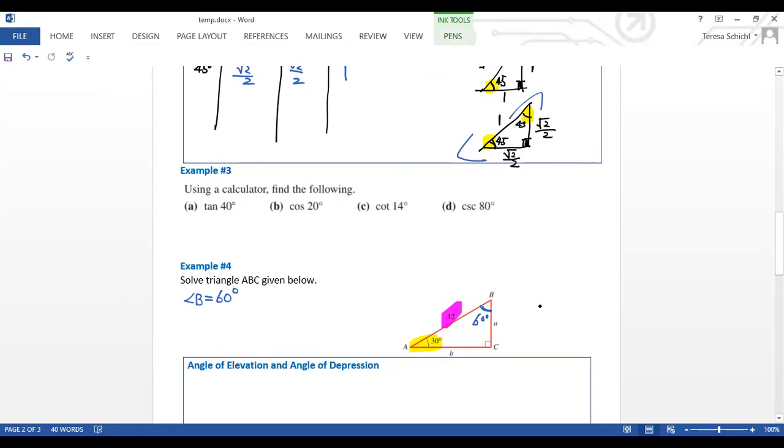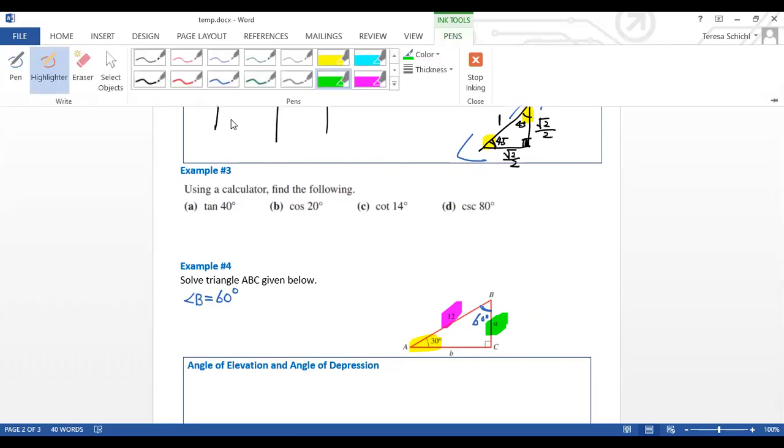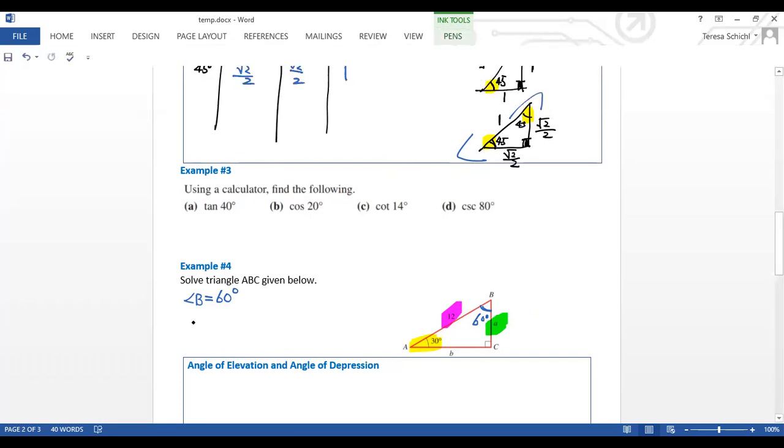Okay, then the side A. Remember, the 30, 60, 90 are the special triangles. Side A is here, facing the small angle, the 30 degree. So side A is what? A is 1/2 of the hypotenuse. So it's 12 over 2, so it's 6.